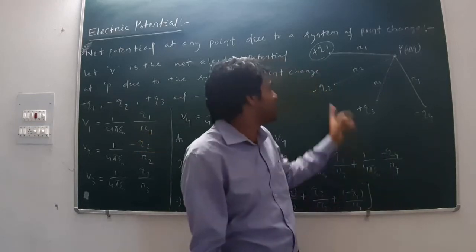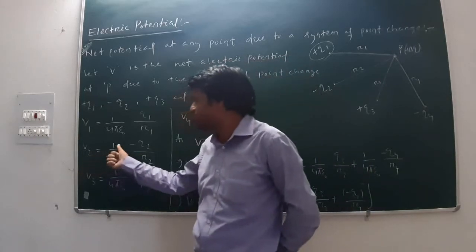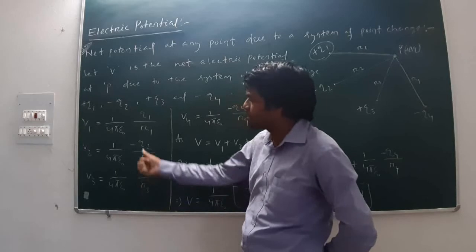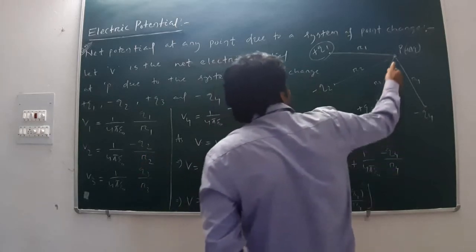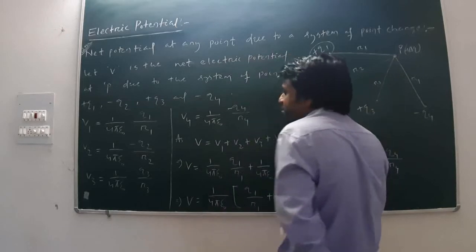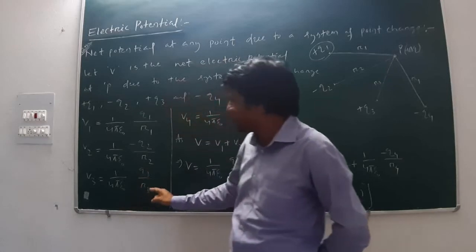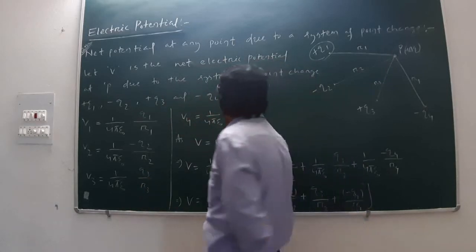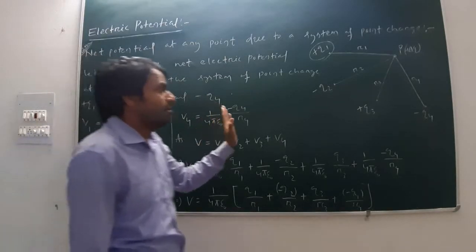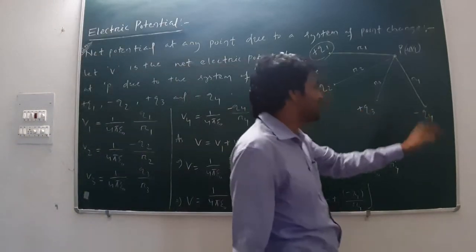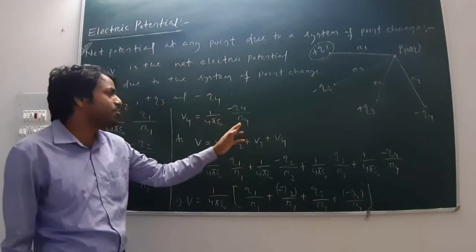Similarly, V2 is equal to 1 by 4 pi epsilon naught minus Q2 by R2, as it is a negative point charge. Similarly, V3, as the point charge is positive, V3 is positive, equal to 1 by 4 pi epsilon naught Q3 by R3. And V4 is equal to 1 by 4 pi epsilon naught minus Q4 by R4, because the point charge is negative, therefore the electric potential V4 is negative.